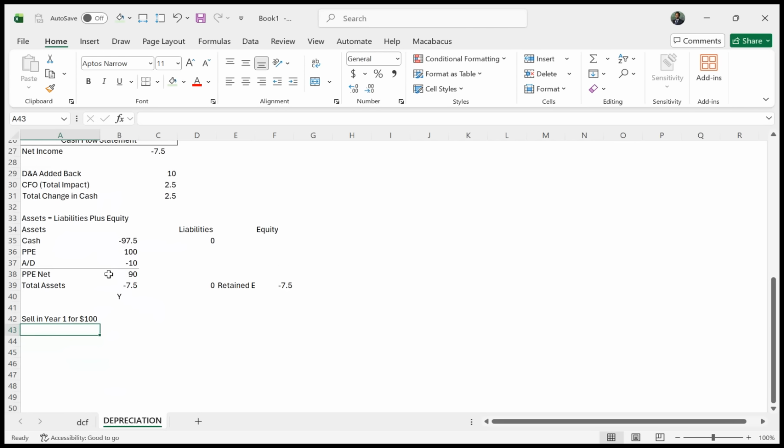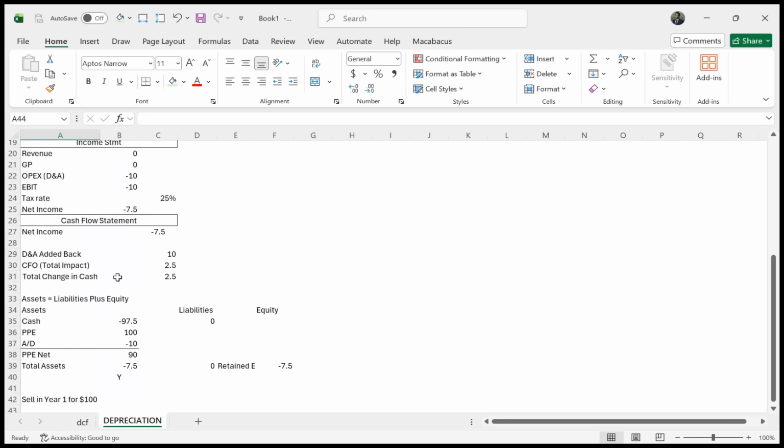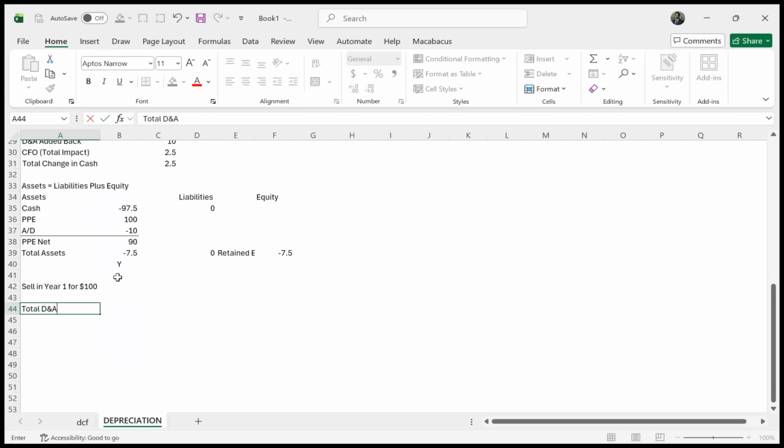I'll just do it real quickly here. So you sell it in year one, which means now you've had year zero and year one, so total D&A is 20. PP&E starts at 100, which means net PP&E, with total D&A, i.e. your AD, accumulated depreciation, is this minus this, 80. So basically, you're selling this for a gain.